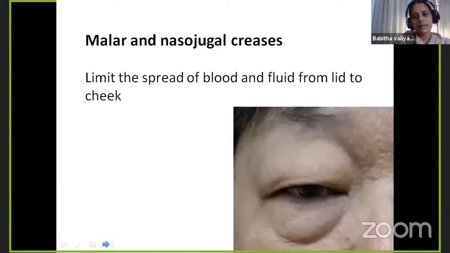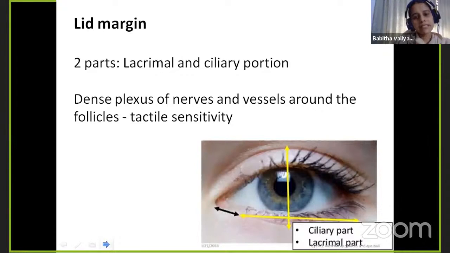Then the malar and nasojugal creases limit the spread of blood and fluid from the lid to the cheek. Thus, this edema is confined to the periorbital area itself. The lid margin is divided into lacrimal and ciliary portions by the opening of the lacrimal punctum. This lacrimal portion is devoid of lashes. A dense plexus of nerves and vessels is seen around the hair follicles of the ciliary portion and is responsible for the tactile sensitivity of the lid.